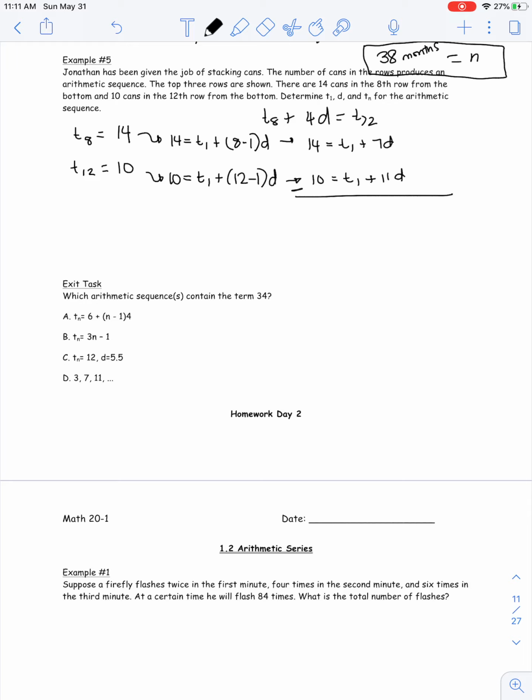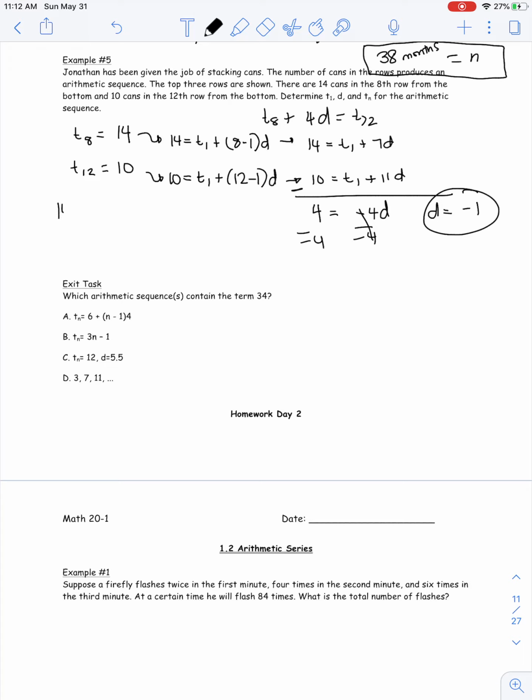So this is where we can use elimination again to subtract these equations and then get rid of one of the variables. So 14 minus 10 is 4. T1 minus T1 is 0, gone. 7D minus 11D is negative 4D. Divide both sides by negative 4. D, your common difference, is actually equal to negative 1. This sequence is going down. You're taking out a can for each row that you continue on.